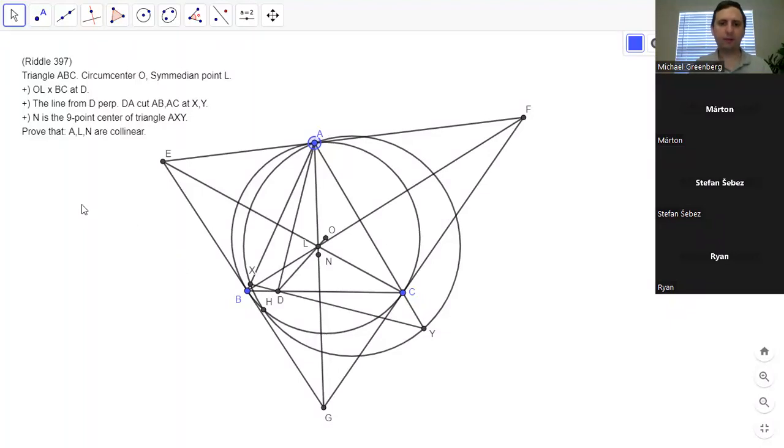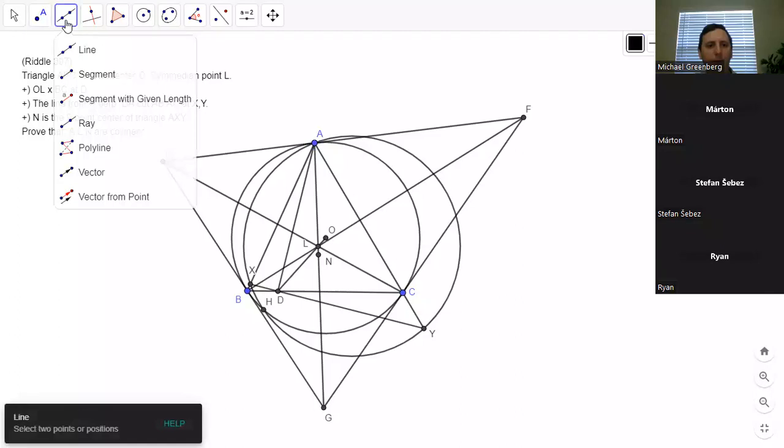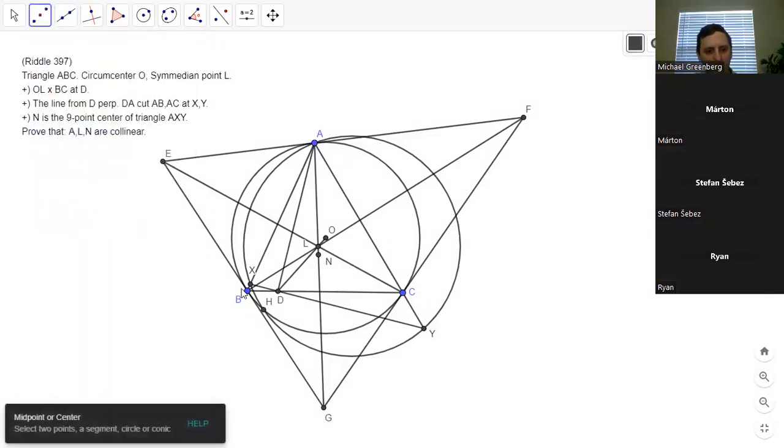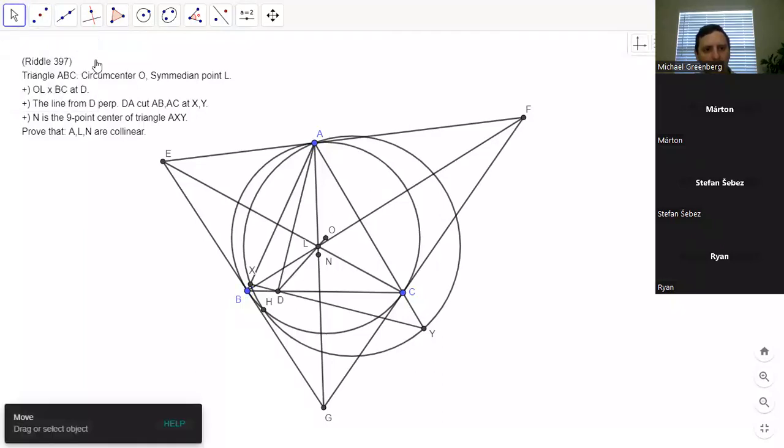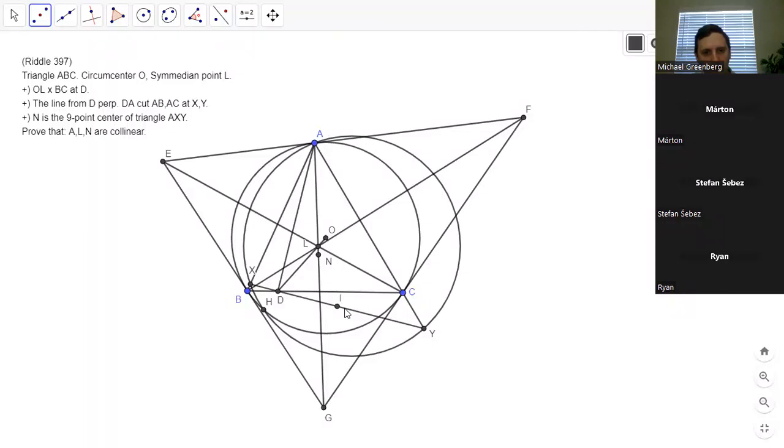So the 9-point center of AXY, what can we say about that? AB is the altitude, so the 9-point circle is going to pass through B. So it's going to pass through the midpoint of XY. Not sure what we can say about that. DI and DNI is isosceles.